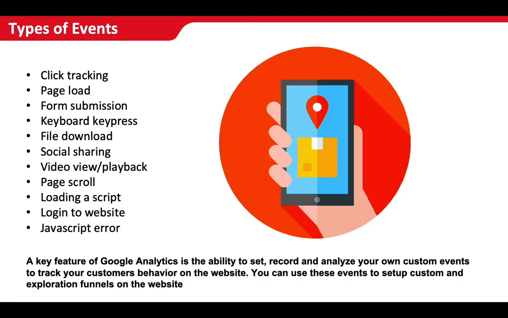A key feature of Google Analytics, as we've said, is to set, record and analyze your own custom events and track your customers' behavior. You can use these events to set up custom and exploration funnels of the website. So if you string events together in a sequence for buying something, making a lead form or subscribing, you can track each step of the journey through an event and see the drop-off rate between each step. If there's a high drop-off rate, you know where to go looking to try and improve the user experience. Maybe a button's not working, maybe it's not loading properly, something like that. The more steps you have in the funnel, the more events you can track, the more you can fine-tune your user experience.